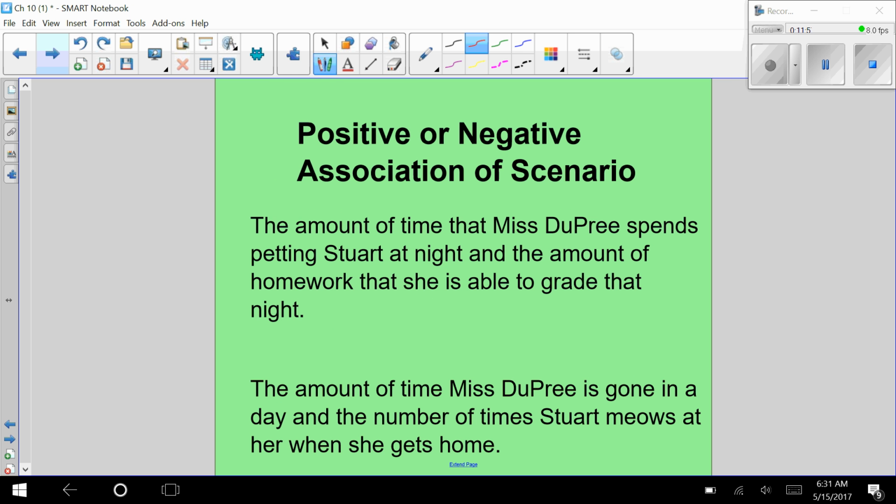And the last thing you'll have to do on your test is take a scenario and tell me whether it would be positive or negative association. So our first example, the amount of time that Ms. Dupree spends petting Stuart at night and the amount of homework that she was able to grade that night. This would be a negative association situation, because the more I pet Stuart, the less homework I'm going to grade.